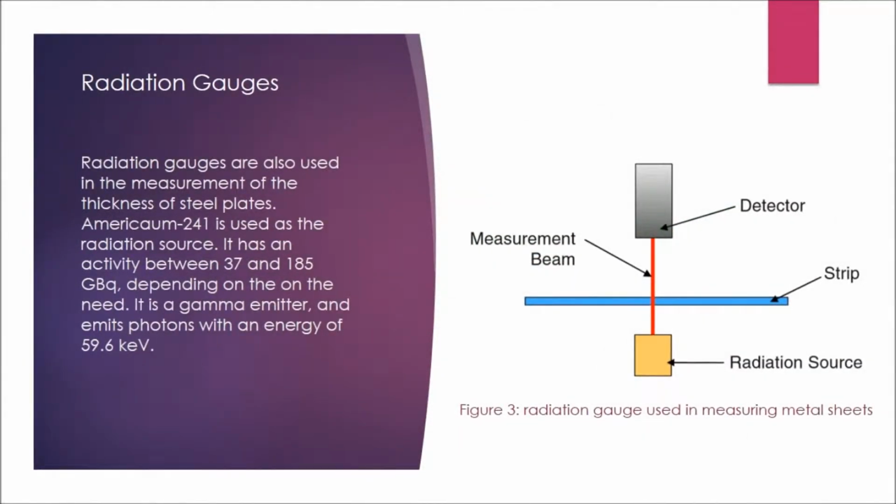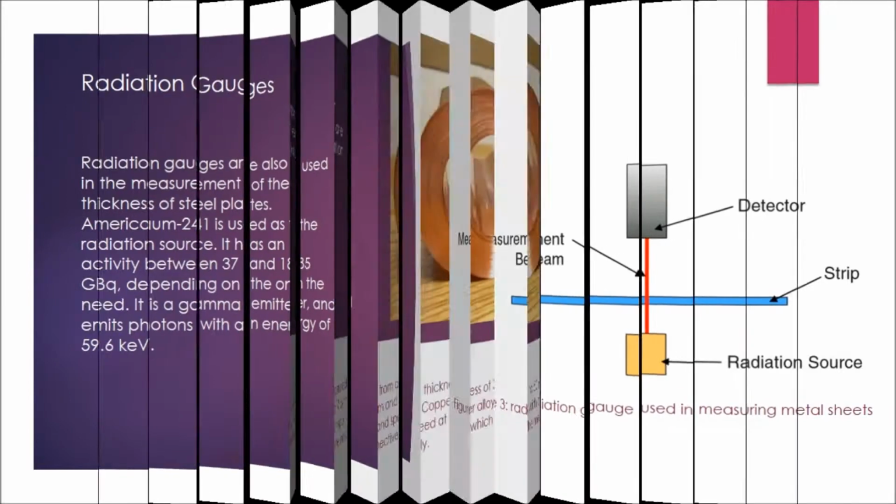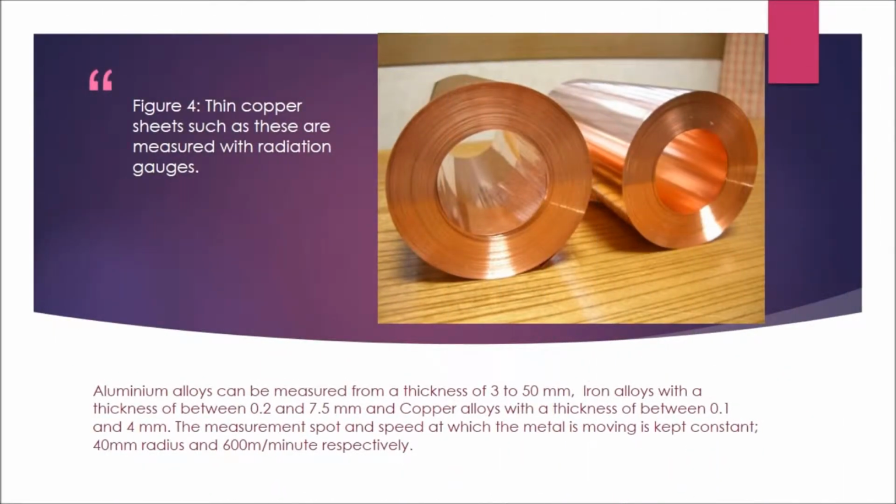Radiation gauges are used in the measurement of the thickness of steel plates. Americium-241 is used as the radioactive source. It has an activity between 37 and 185 gigabecquerels, depending on the need. It is a gamma emitter and emits photons with an energy of 59.6 kiloelectron volts. Aluminium alloys can be measured from a thickness of 3 to 50 millimeters, iron alloys with a thickness of between 0.2 and 7.5 millimeters, and copper alloys with a thickness of between 0.1 and 4 millimeters.